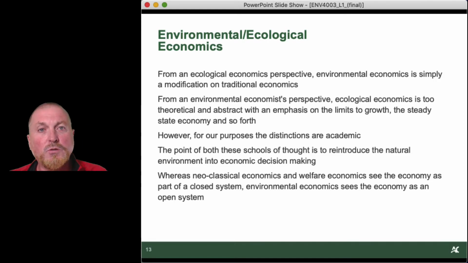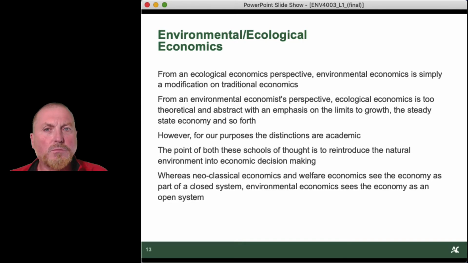So they talk about new concepts like carrying capacity, limits to growth, steady state economy, all of these kinds of things, whereas environmental economists are talking about taking environmental externalities into account, polluter pays, all of these other concepts that you've heard about, okay, and we'll talk about as we go through the course, okay. But what's common between ecological economics and environmental economics is that both of these schools of thought reintroduce the natural environment into economic decision making, okay.